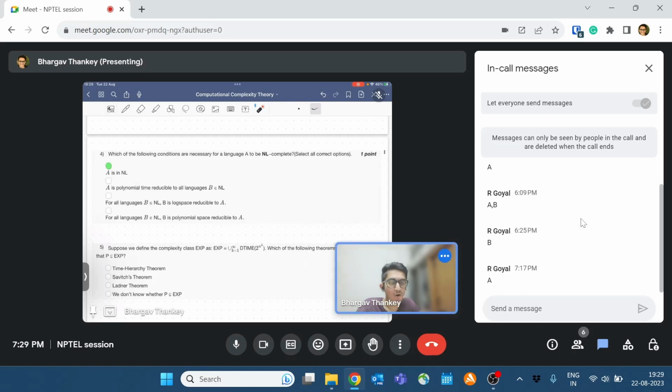So now can you guess what the reduction should be? Polynomial space, polynomial time, or log space? It has to be log space. Because all the problems in NL should be reducible to this problem A in log space, because if it is log space, then this is polynomial time too.